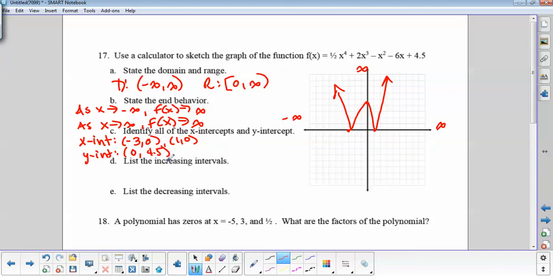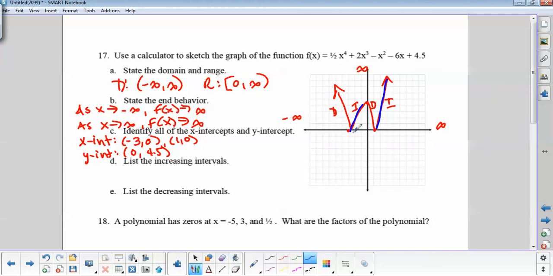Alright, increasing intervals, you read your graph from the left to the right. So it starts by decreasing, and then it's increasing, and then decreasing again, and then increasing. So for the increasing intervals, we're looking at this part and this part.